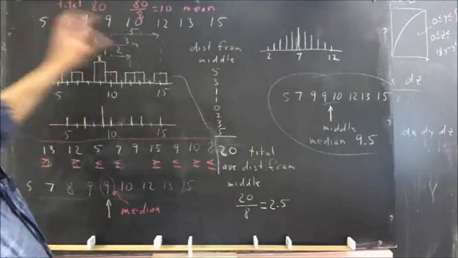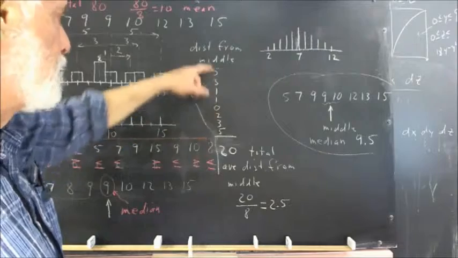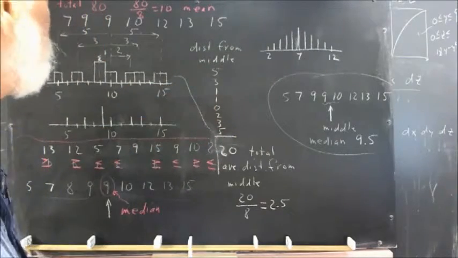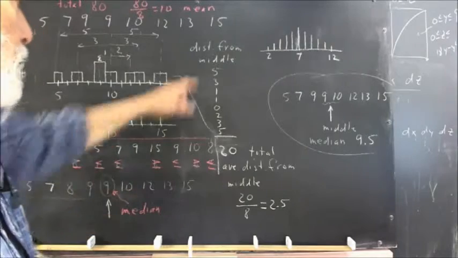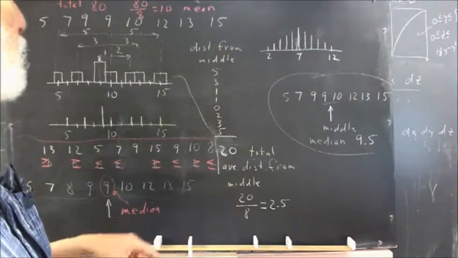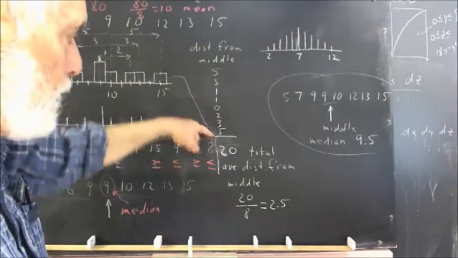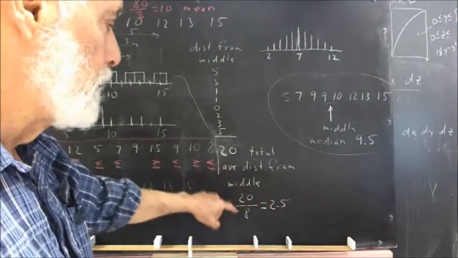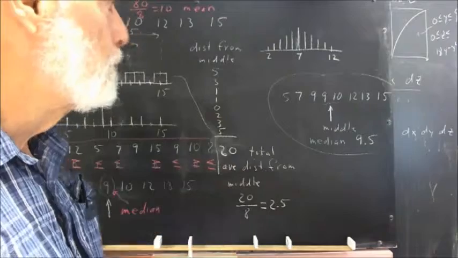Even though we know right now that there are 8 numbers in the distribution, the calculation isn't going to look quite right unless we include that 0 there. Okay, so anyhow, we list those distances, and then we add them up. We get 20. So the average distance from the middle is what? 20 divided by 8, which is 2.5.